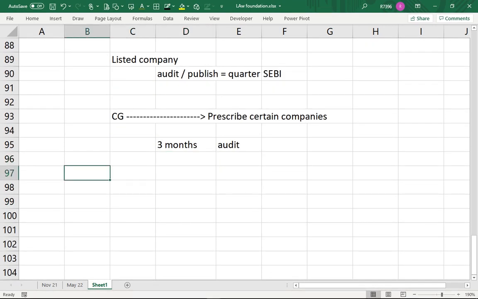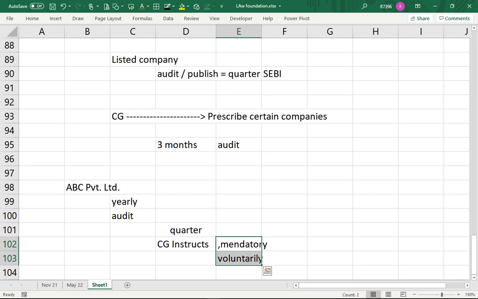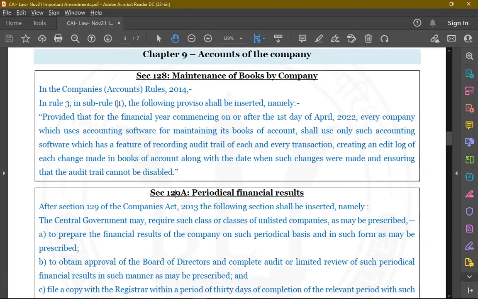All right. So if there is a question in the exam that there is a company called ABC Private Limited which maintains the books of accounts on a yearly basis and also does the audit on a yearly basis, is it required for this company to get the books of accounts audited once in a quarter? Explain as per the amended Companies Act 2013. So understand, it may be possible only when the central government instructs, directs. When the central government issues the direction, and this company falls into that limit, then it becomes mandatory. Until it is issued, if you want to get it audited, you can go voluntarily. All right. So this is about 129A.